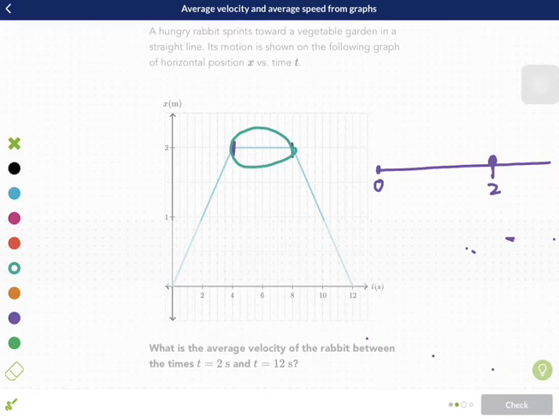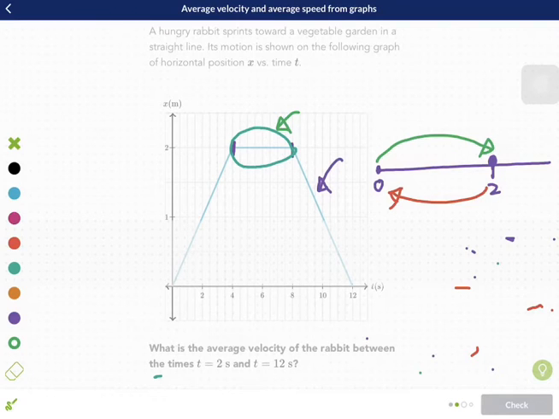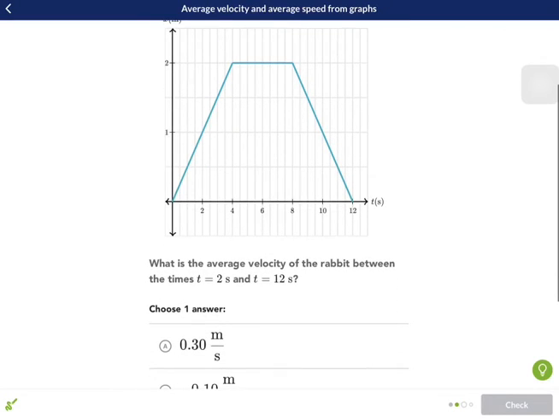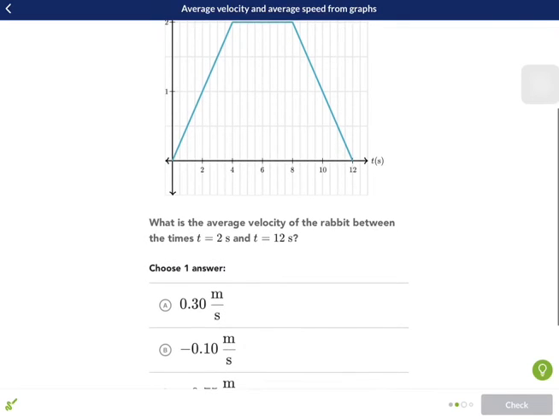Okay, so after that, in this graph we can see the rabbit again comes back to its original position. That means he comes back here. In the first 4 seconds he goes 2 meters ahead, for the other 4 seconds he stayed there, and in the last 4 seconds he comes back. So we can understand. The question is what is the average velocity between time 2 and 12.